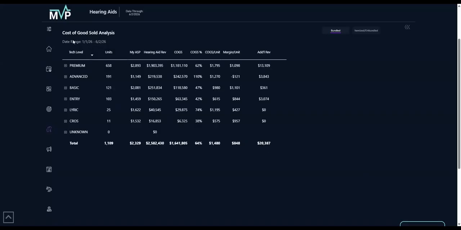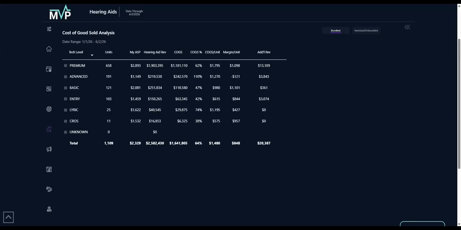At the top level, the table summarizes performance by tech level and includes the number of units sold, your average selling price per unit, hearing aid revenue, total cost of goods sold, cost of goods as a percentage of revenue, cost of goods per unit, average margin per unit, and any additional unbundled revenue associated with hearing aid sales. This provides a quick view of which technology levels are generating the strongest margins.